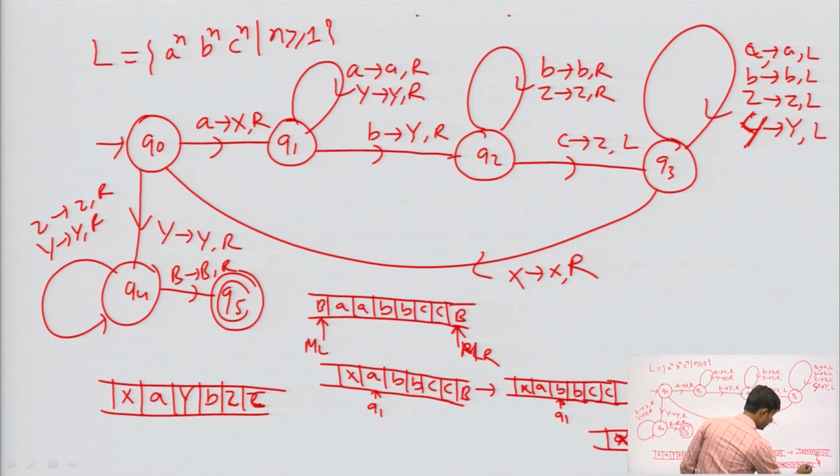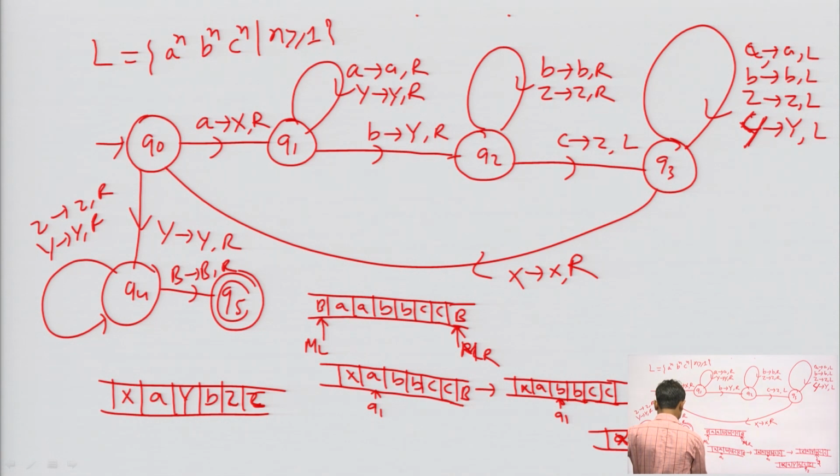Now this Q2 you have to move back left. Q3 will point to B. Like that it will move left until it comes to the X. When it reaches X, again Q0: one A is replaced by X, one B is replaced by Y and one C is replaced by Z. Similarly, in Q3, A is left move, B is left move, Z is left move, Y is left move. So you can go left to the X.